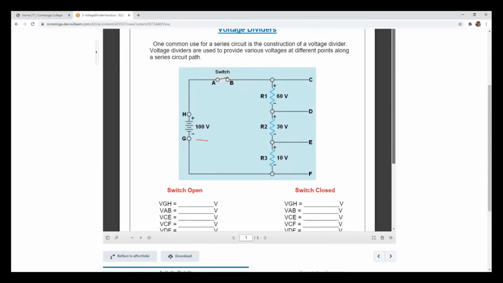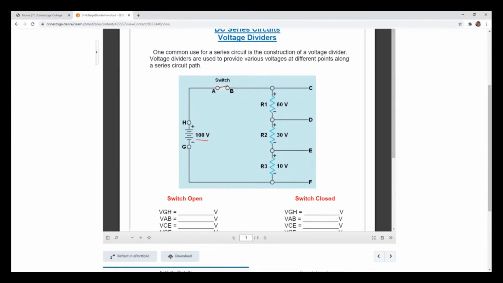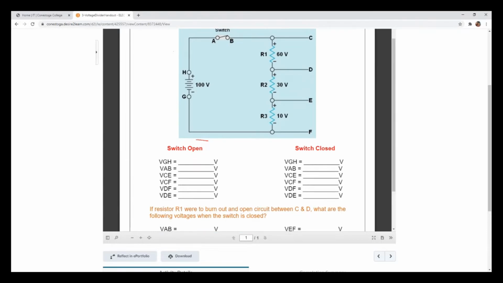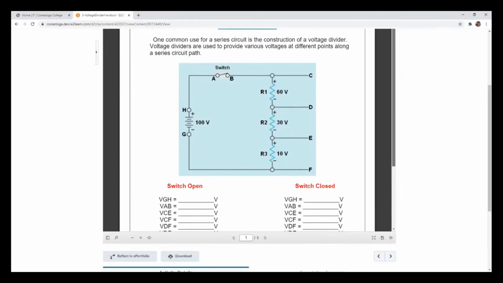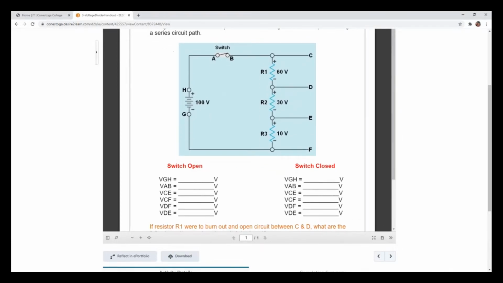Now, when this switch is open, what's going to be the value of the voltages around the closed loop? If these were light bulbs and we open the switch, we can say the following. When my switch is open, let's begin to look at the points here, C and E.